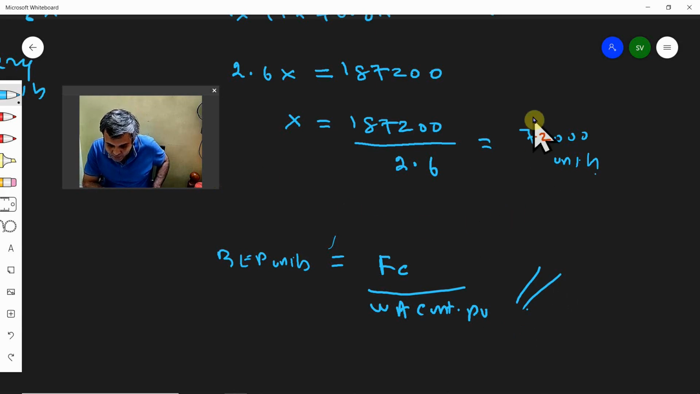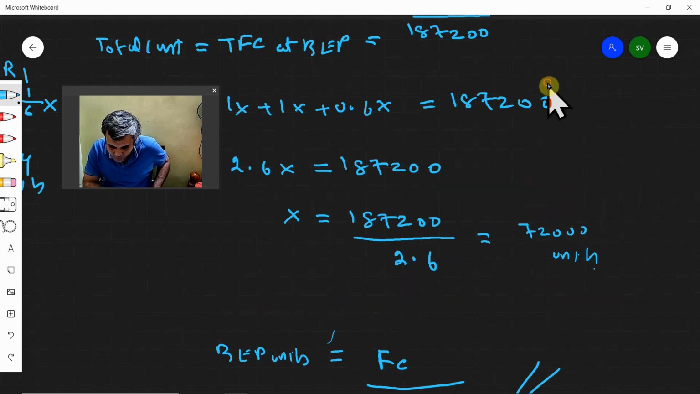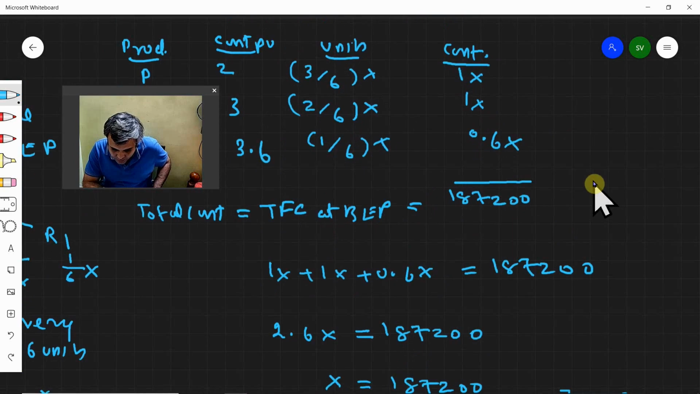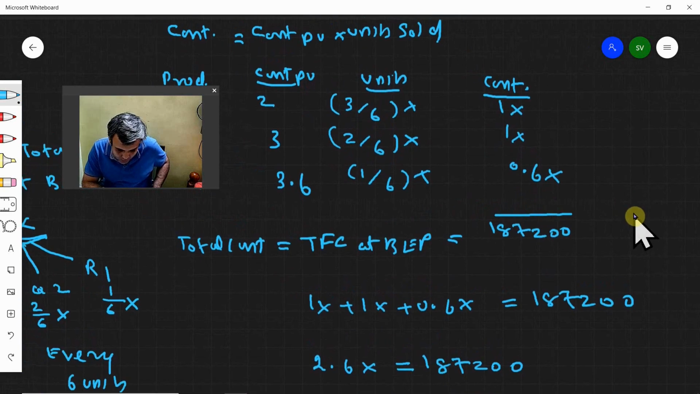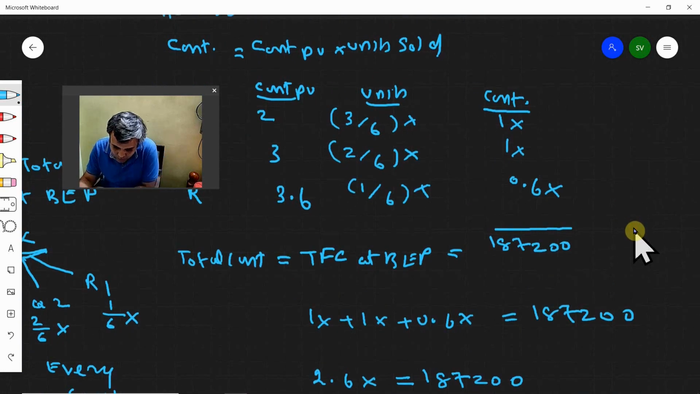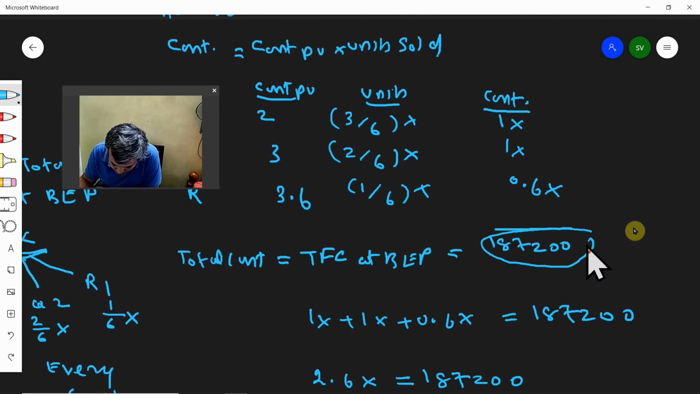So you are able to understand why weighted average. Why weighted average? Simple, right? Concentrate. Total contribution is the issue here. Total contribution must be equal to FC. And total contribution in turn depends on units. Units is what we take as weights.